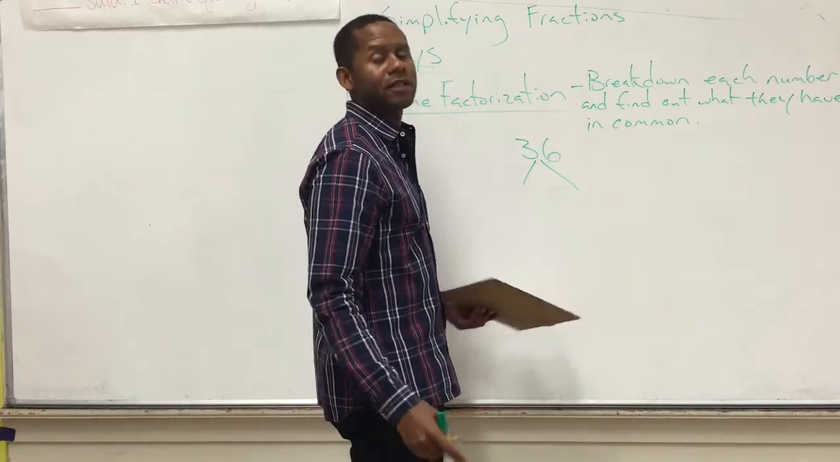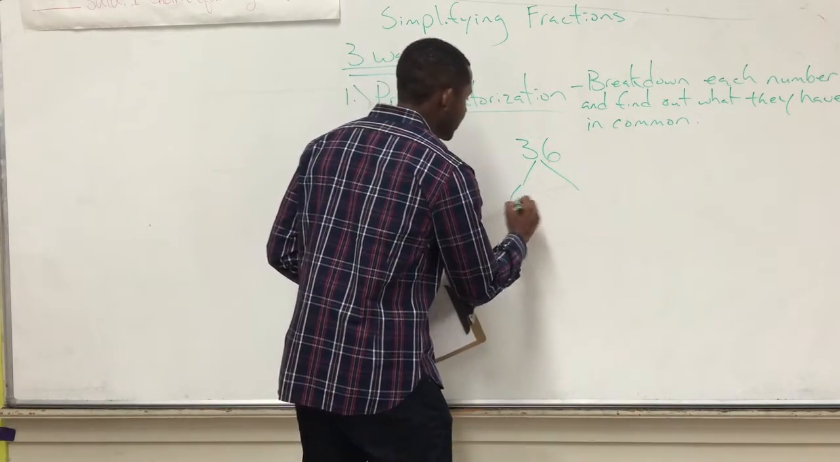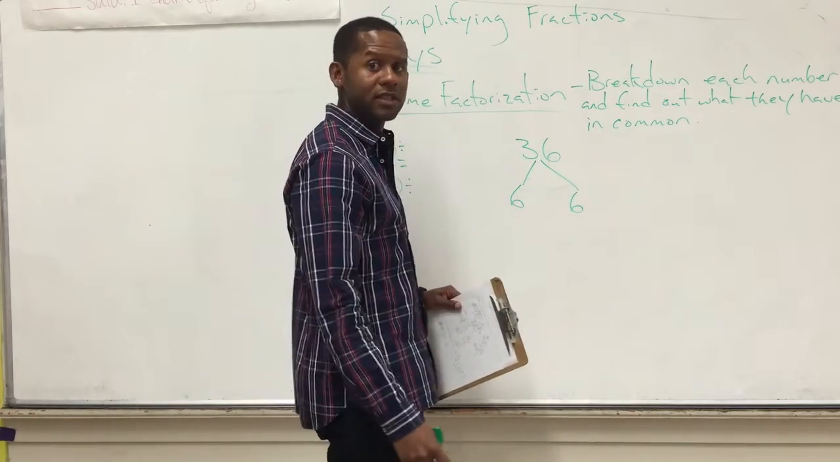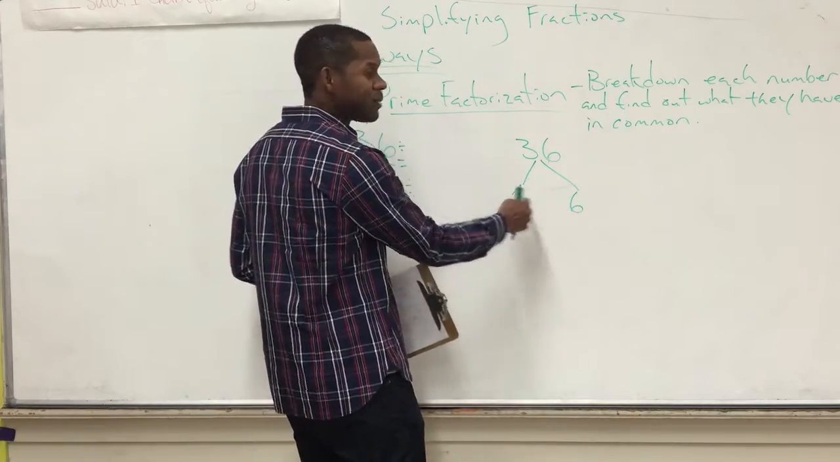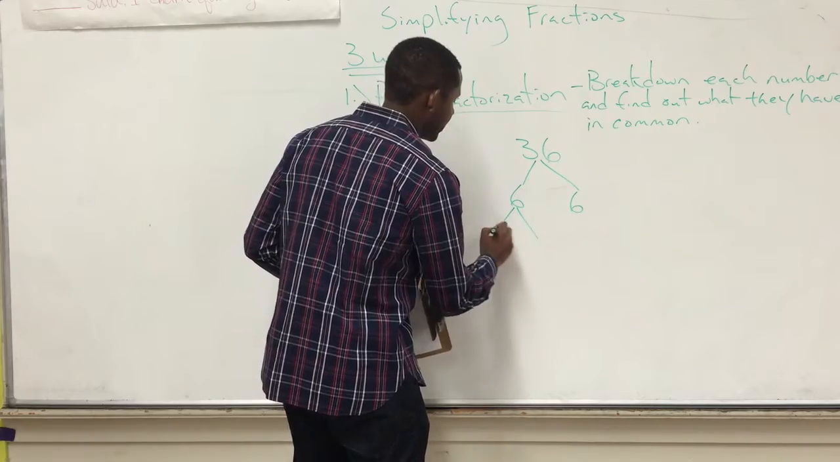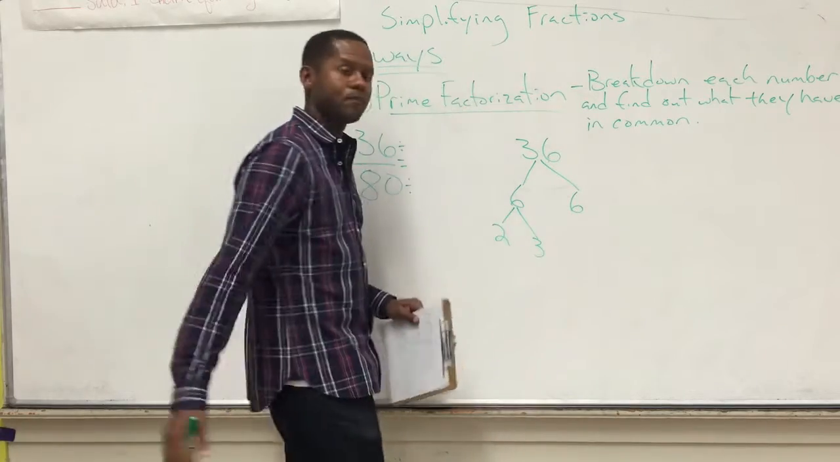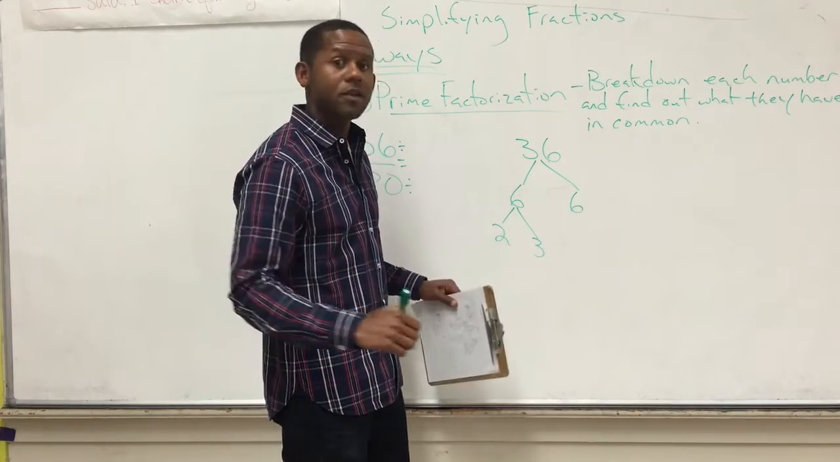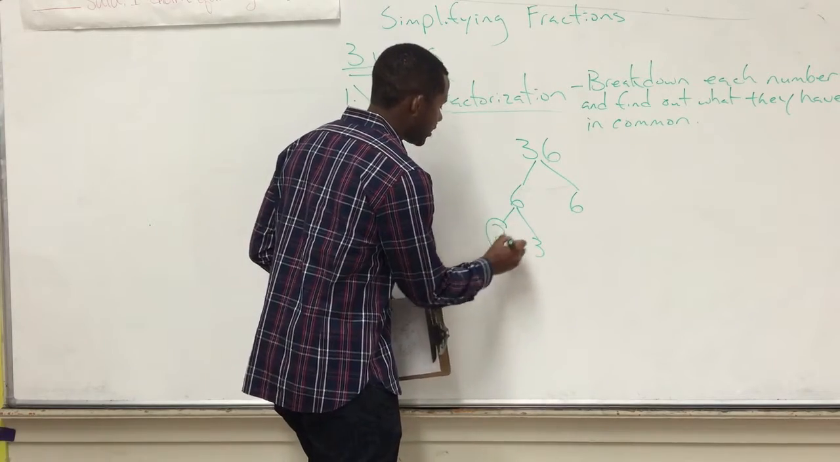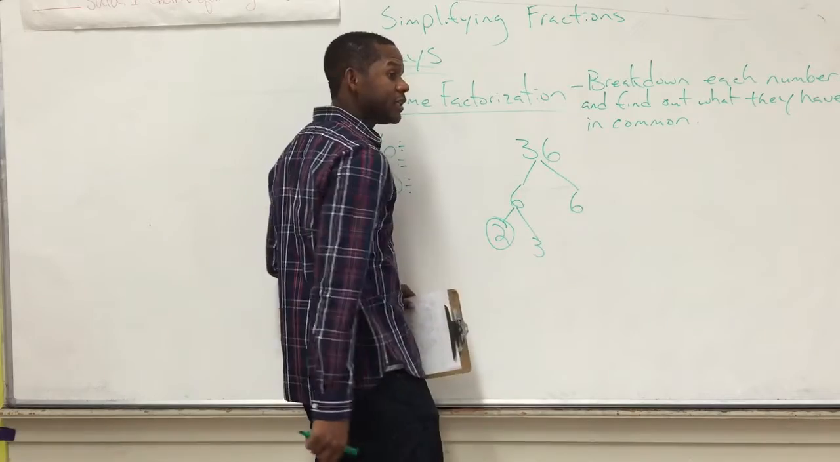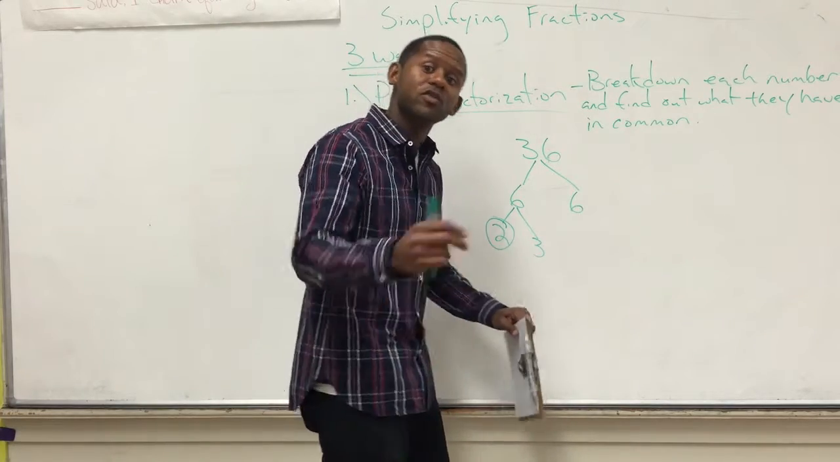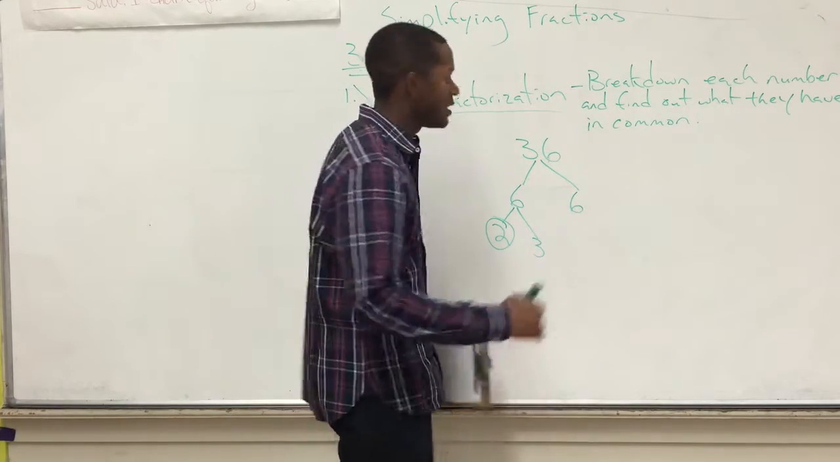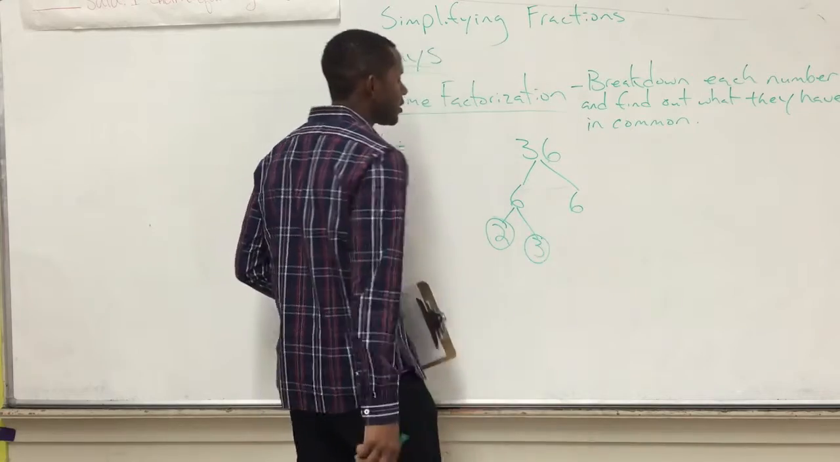So I can break down 36 a lot of ways. I'm going to go 6 times 6. That equals 36. But now I got to break down this 6. 6 can break down to 2 times 3. Now I got to break down the 2. Well, can I break down the 2? No, I can't. 2 can't be broken, so I circle it. 3. The only thing that I can break 3 down to is 1 times 3. That doesn't change anything. 3 can't be broken, so I circle it.